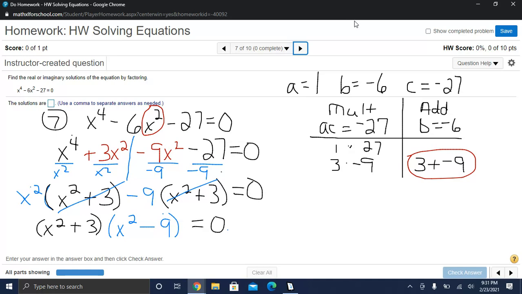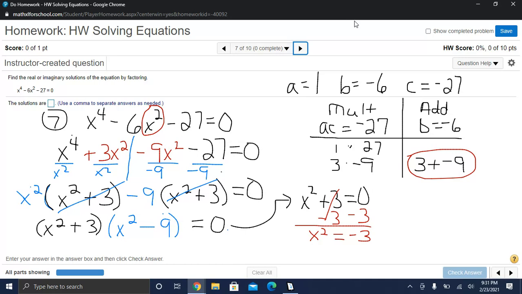Remember that we're not finished at this point. We have to set each parentheses equal to 0. So I'll start with x squared plus 3 equals 0. Now, I want you to notice that you'll probably have a problem where you have an x squared equal to a negative number, as I do here.